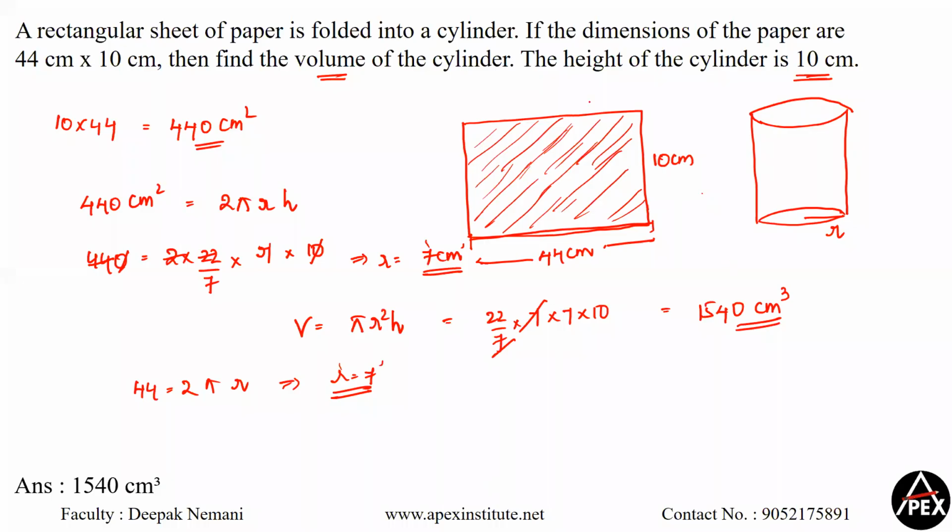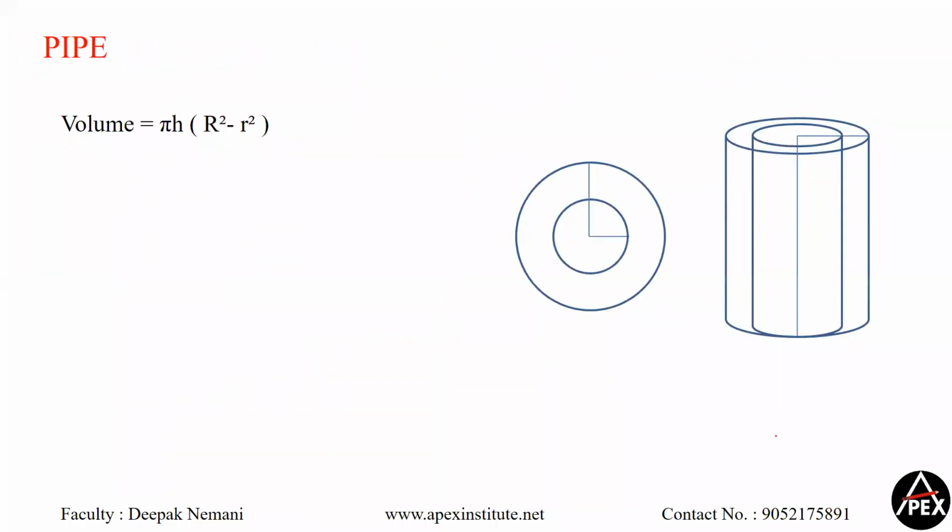Yes. So moving ahead. Now coming to pipe. Pipe చాలా మంది చూసే ఉంటారు. So in pipe we will be having two cylinders, a solid outer cylinder and a hollow inner cylinder, isn't it? So pipe ఎలా form అవుతుంది? If you have a solid cylinder and a hollow cylinder inserted in that solid cylinder, you will get a pipe, isn't it?